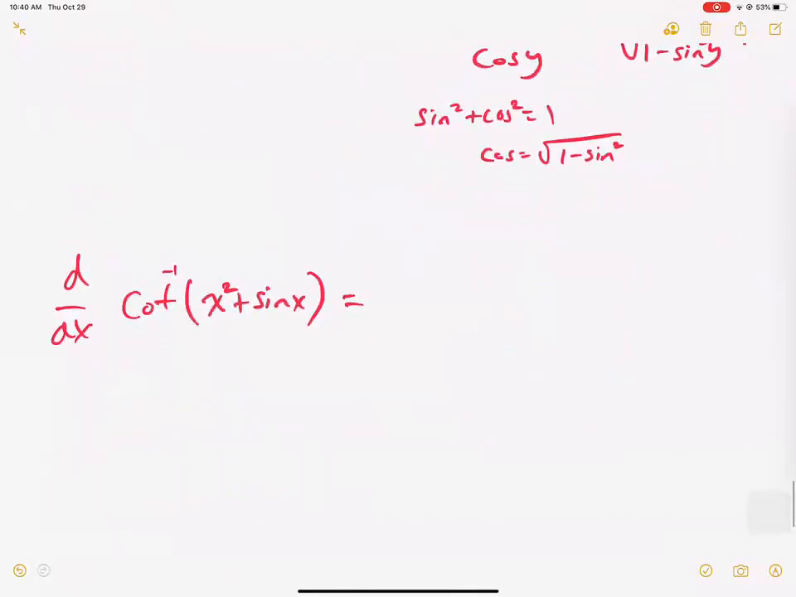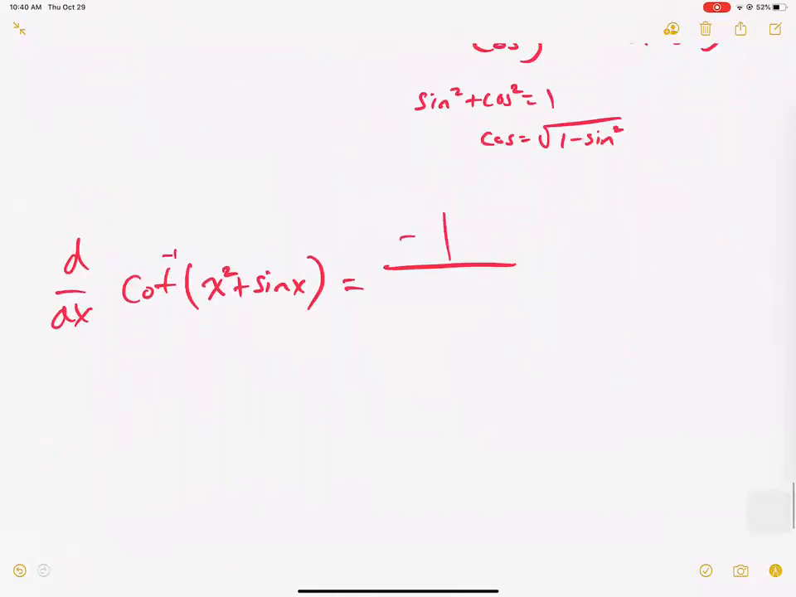Okay. 1 over negative, and then it's going to be 1 plus x squared plus sine x, squared. That's the rule. And then chain rule that, 2x plus cosine x.